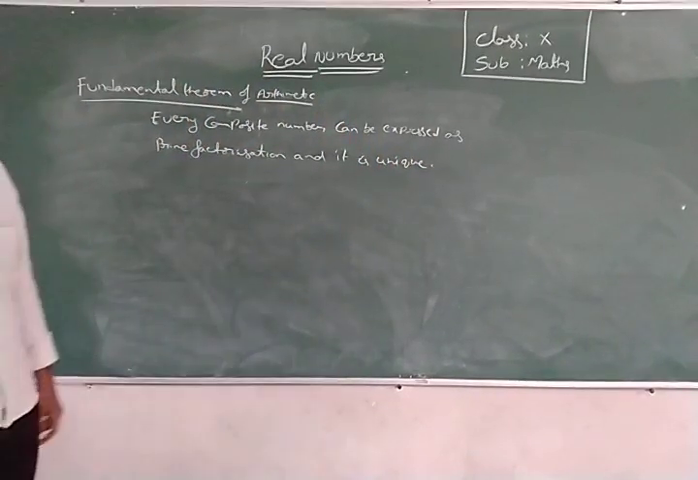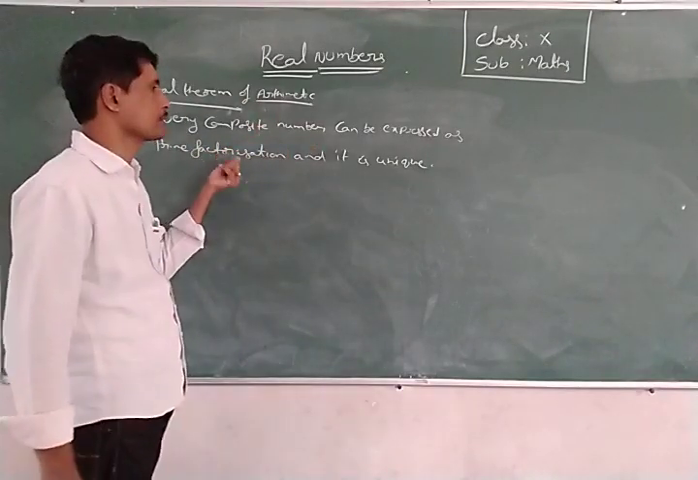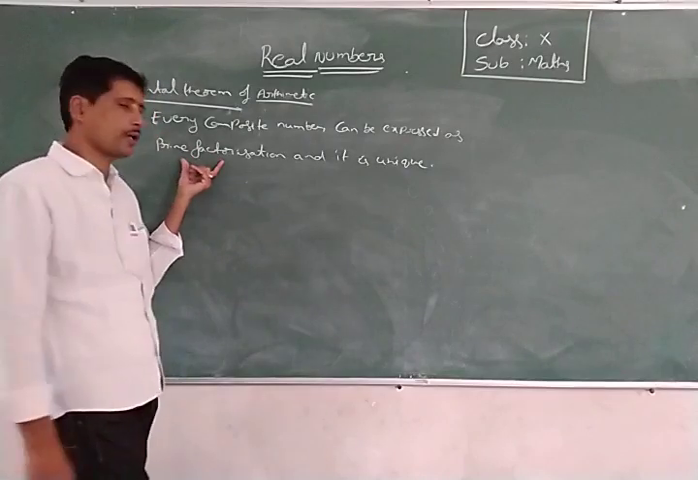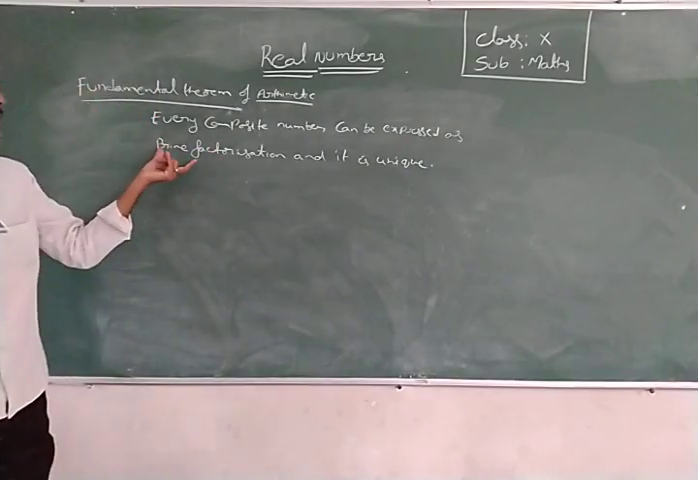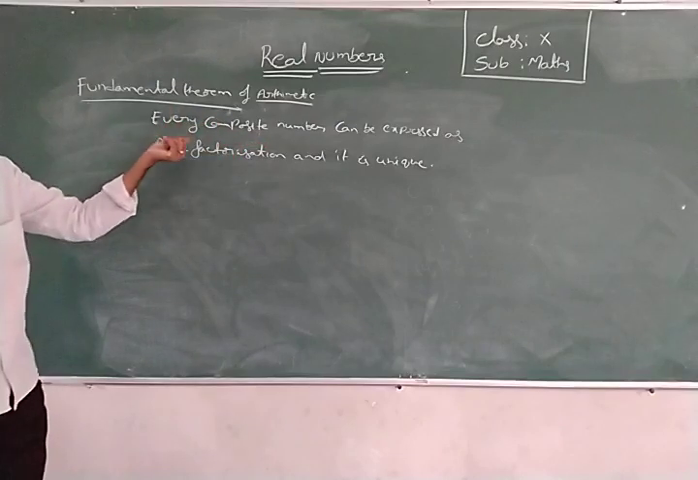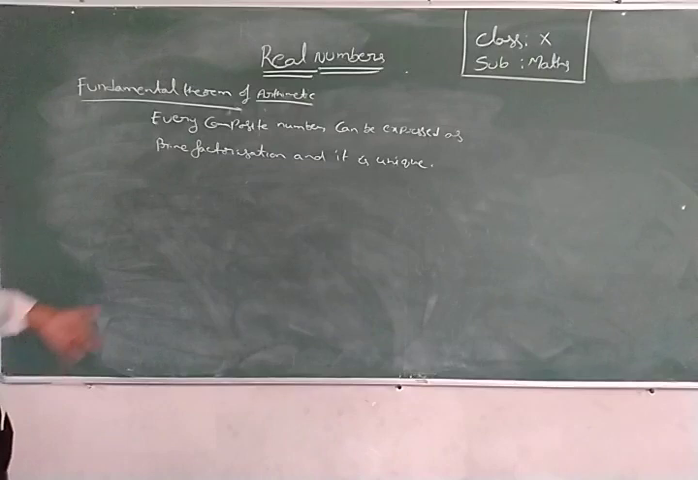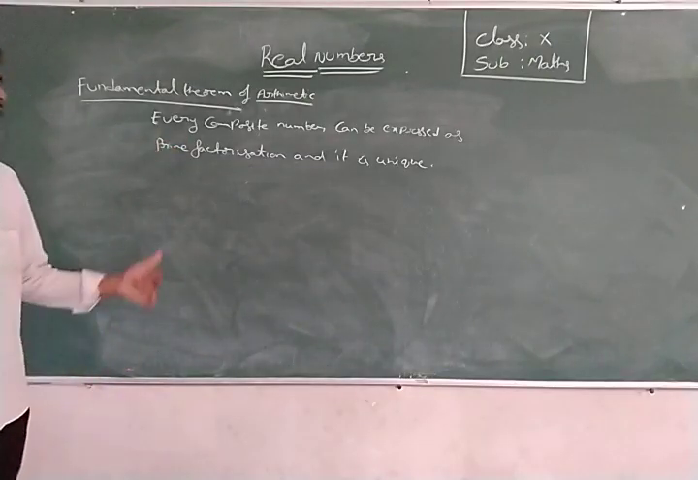Unique means that there is only one method. Every composite number can be expressed as a product of prime numbers, or prime factorization, and it is unique. You know prime factorization.